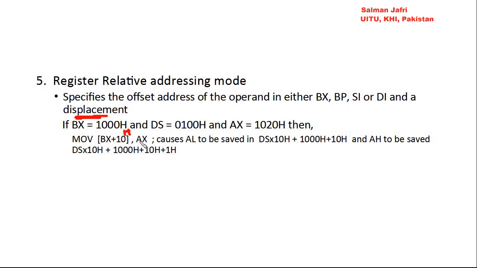So how would this work? The contents of AL would be moved into DS times 10H plus BX plus 10H, and the contents of AH would be moved into DS times 10H plus BX plus 10H plus 1H. As we know previously, this would be computed first and the result would be added into DS times 10H. Similarly, this would be computed first and the result would be added into DS times 10H.